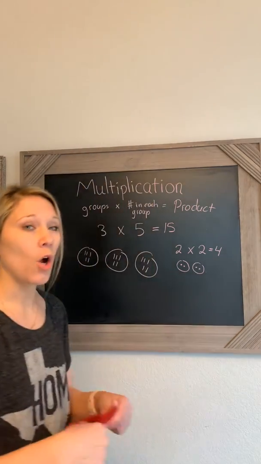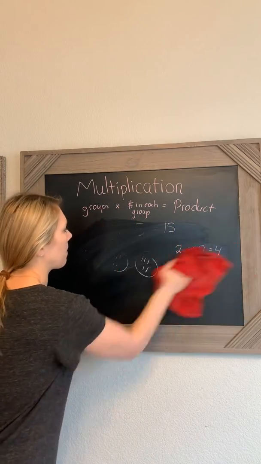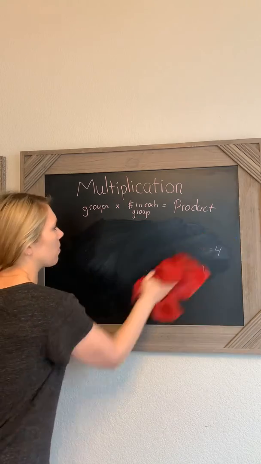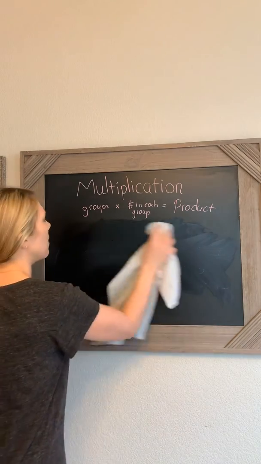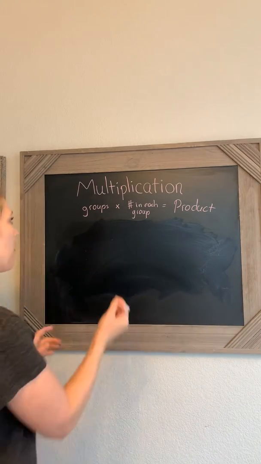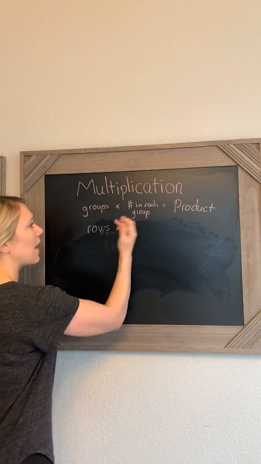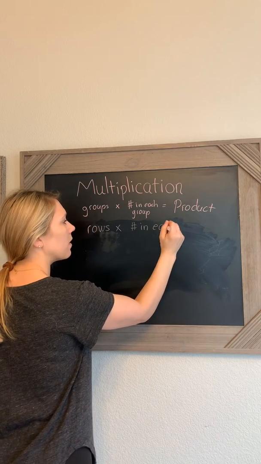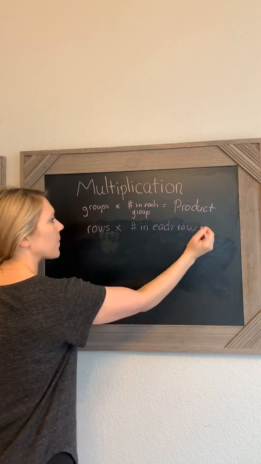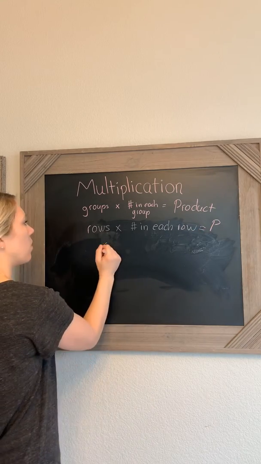Or when we're doing arrays, we talk about it's the rows times the number in each row, okay? But each row is a group. Rows times number in each row equals the product.